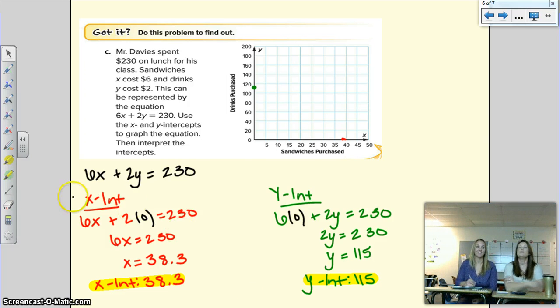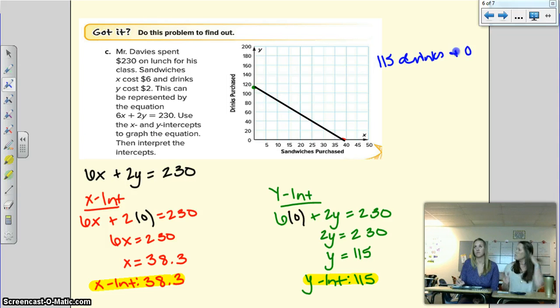All right, there you go. So we plugged in 0 where we needed to and plotted our x and y intercepts. Our x-intercept was 38.3, y-intercept is 115. Now, interpreting this means that I can have 115 drinks and I'll make $230, 115 drinks and no sandwiches, or 38.3, so it's probably about 39-ish sandwiches and no drinks.